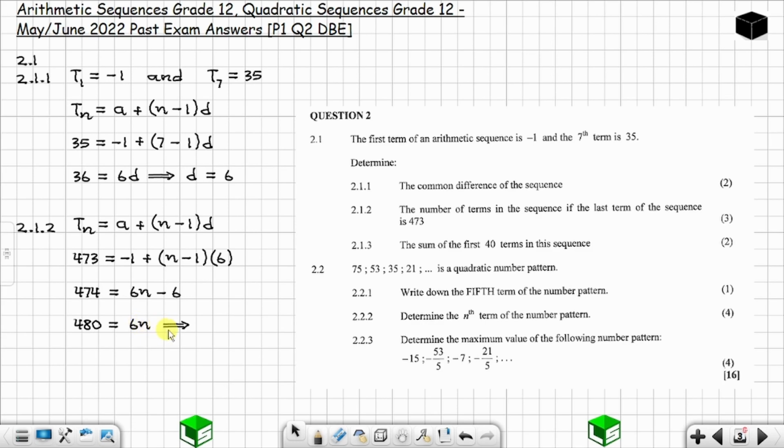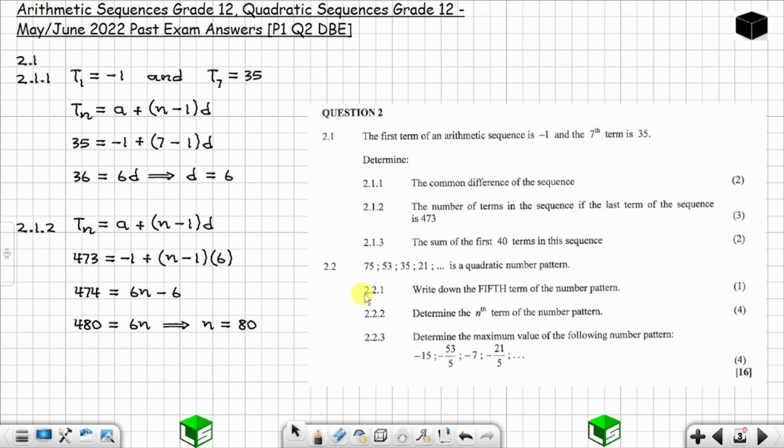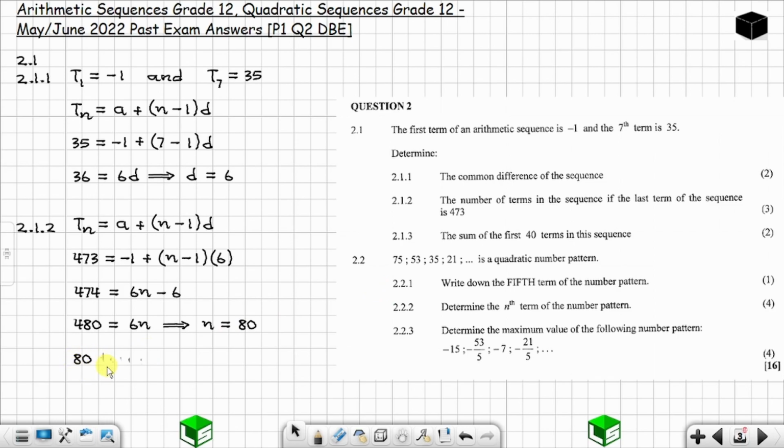So what is n equal to? When you divide by 6, you have n is equal to 80. So 480 divided by 6 is equal to 80. So the position of this term, 473, is 80. And from here you can conclude that you have 80 terms in the sequence. Okay, this is how you can solve this question.